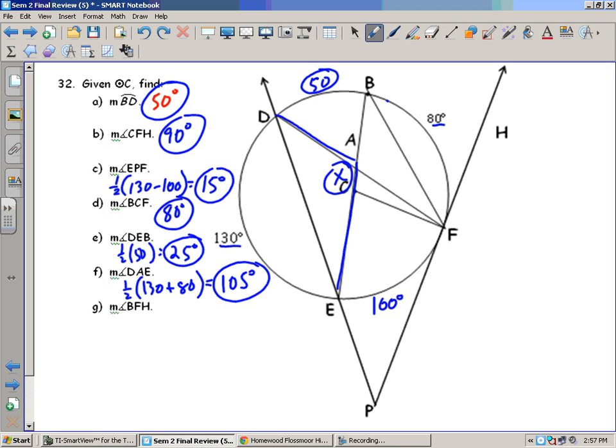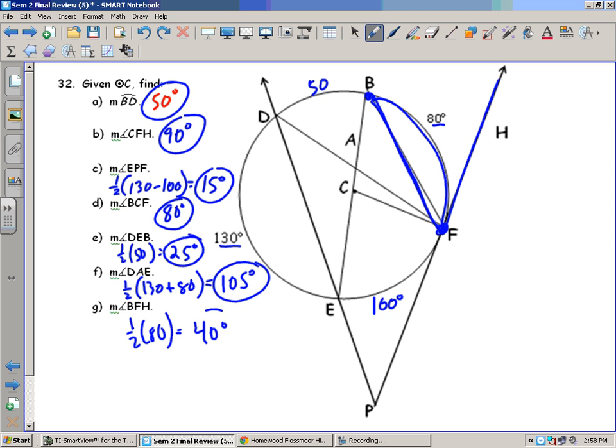And then lastly, BFH. BFH is that tangent. Just erase this stuff here. Not the 50, I kind of want to keep that. BFH is that tangent chord relationship, but the angle's on the circle. So the vertex is on the circle, therefore it's going to be half the arc. So it's just half the arc that's intercepted, or 40. Okay, I hope this helps for those 3 questions.